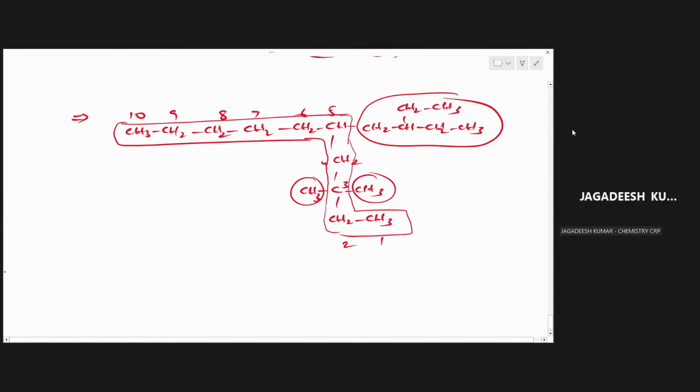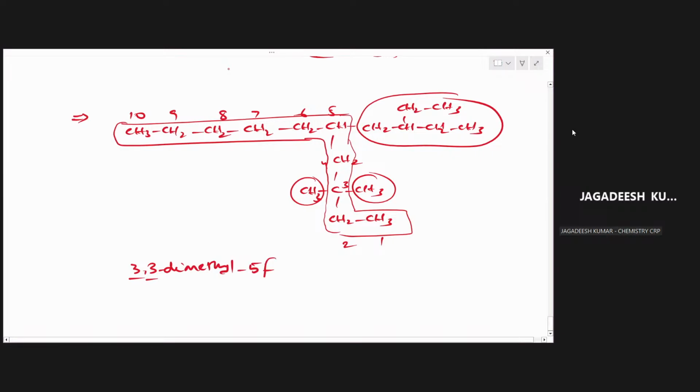In these 3 substituents, here already 3, 3, because I'm repeating 2 times. Why? These two methyl groups are present on the third position. So dimethyl, 3 comma 3 dimethyl. After that, you have to write the complex substituent name. So the complex substituent is present in the fifth position.